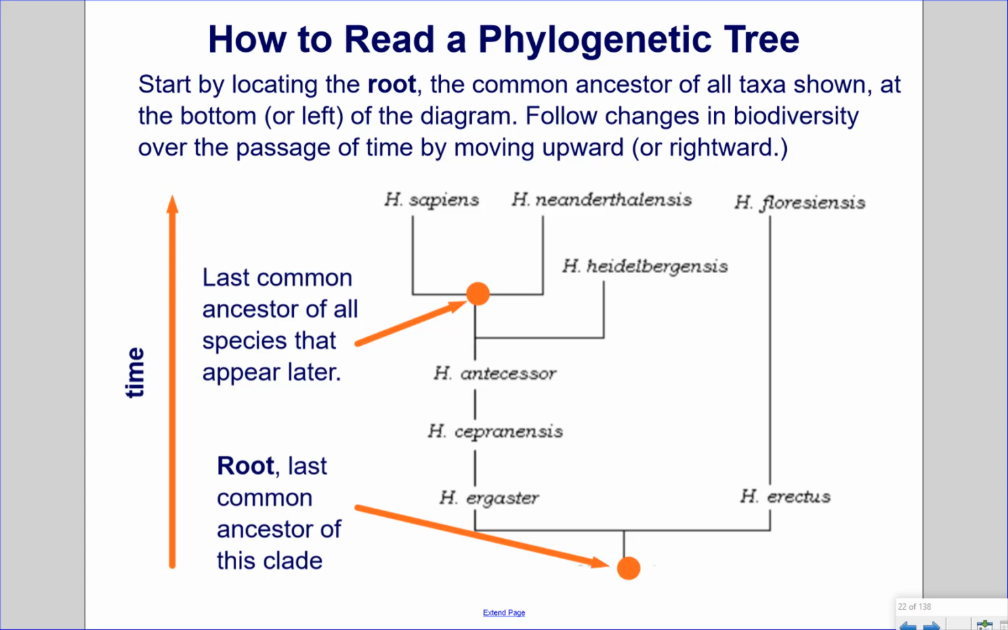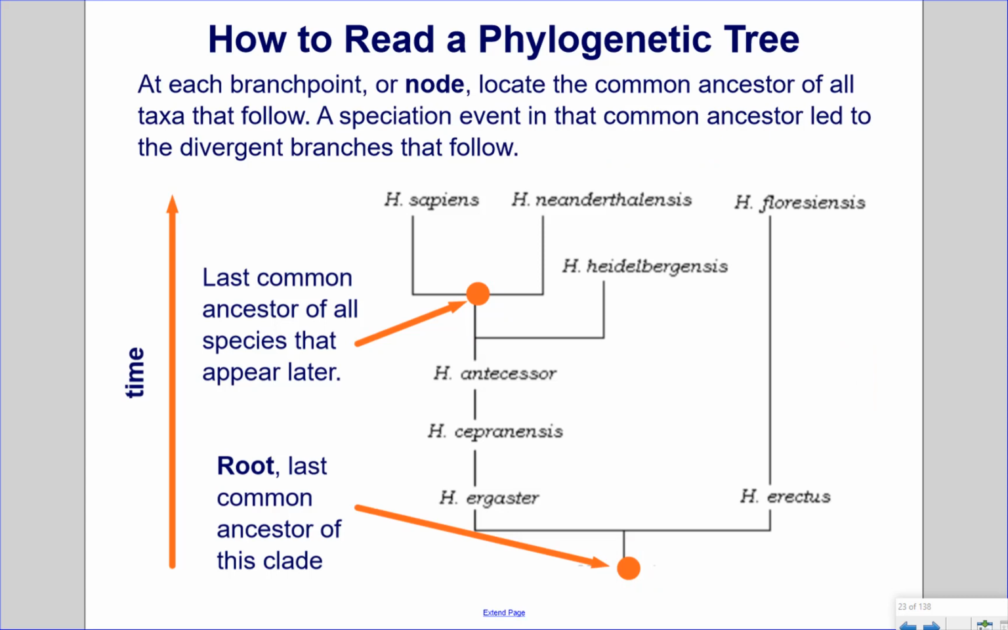In this diagram, you see the root. That's the last common ancestor of the clade. It starts right here. As time goes on, or going up in this diagram, it branches out to the different groups of species we see here. This is a node where it starts to branch, and the last common ancestor for Homo sapiens and Homo neanderthalensis is right here.